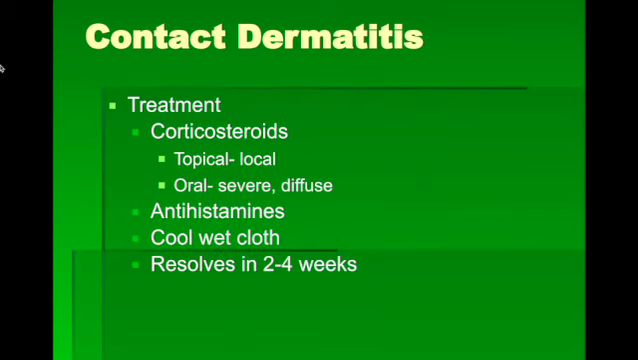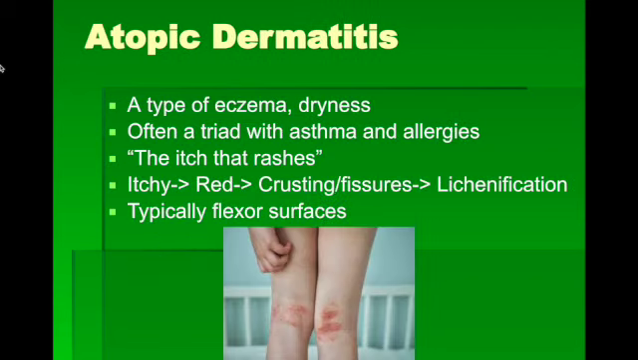Treatment is usually corticosteroids to decrease inflammation and reduce itch, oftentimes topical for more local conditions, but if more severe or diffuse, we do think about oral steroids. Antihistamines like Benadryl, the sedating ones, or the non-sedating ones like Zyrtec or Claritin can be helpful for reducing the histamine release and itch, and helping people to get to sleep at night. A cool wet cloth, topically, can be comforting, and then these will typically get better in 2 to 4 weeks.